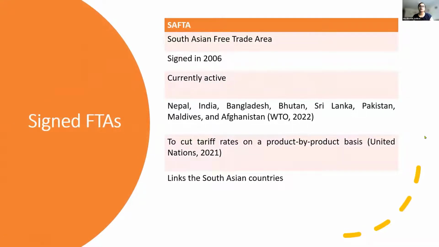So what is SAFTA? SAFTA is the South Asian Free Trade Area. It was signed in 2006 and it is currently active with seven different member countries. Its main objective was to cut tariff rates on a product by product basis, and it links the South Asian countries.